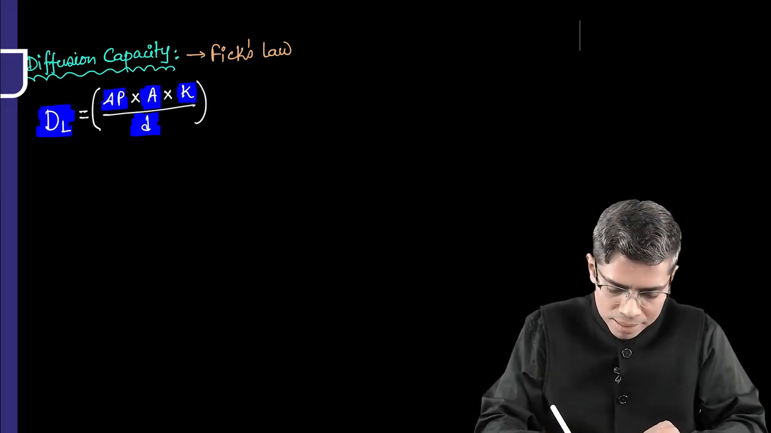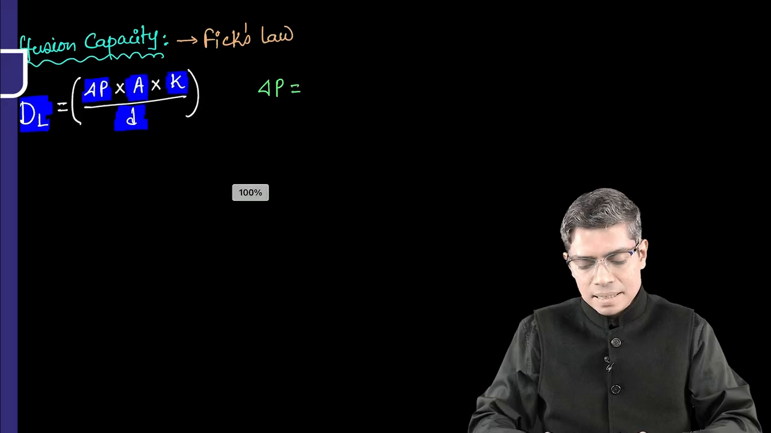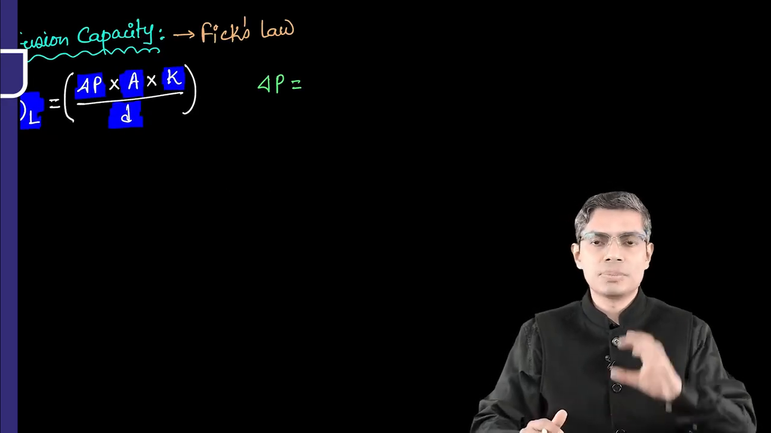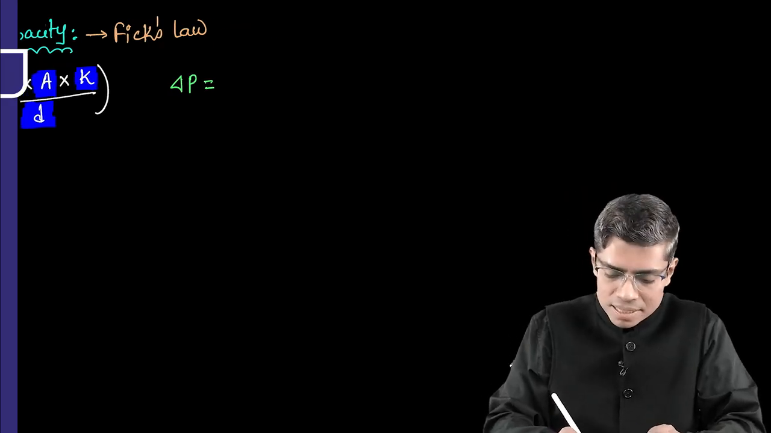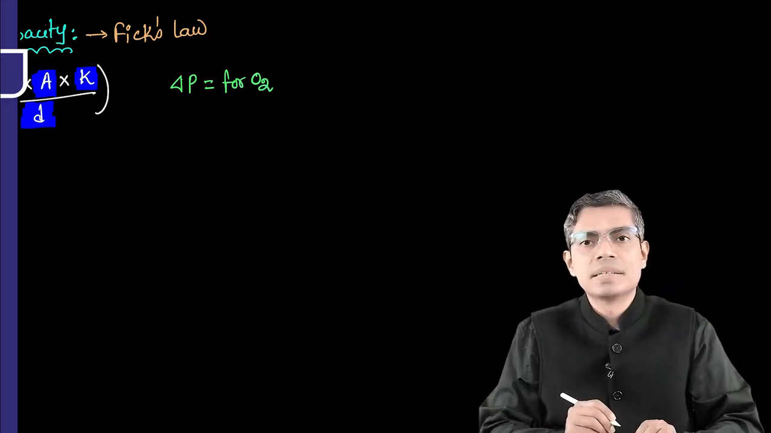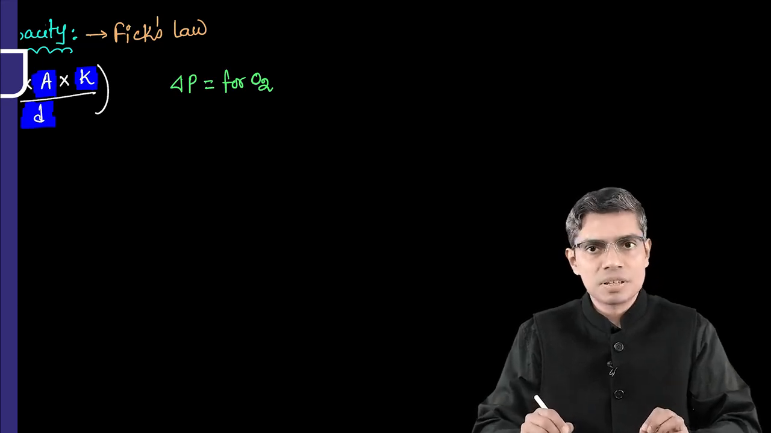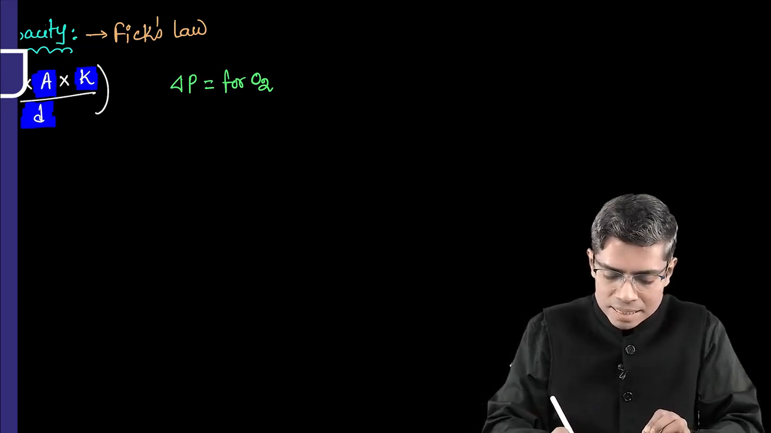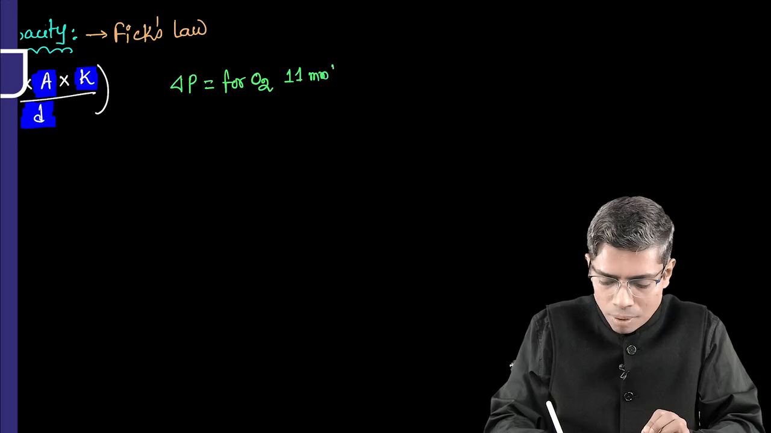So first of all, delta P. If I ask you what delta P is, you will say that delta P is the difference of partial pressure between alveoli and capillary blood. Now if I ask you what the delta P for oxygen diffusion is, the average partial pressure difference for diffusion of oxygen at the level of the respiratory membrane, your answer will be that delta P for oxygen is 11 millimeter of mercury on an average.